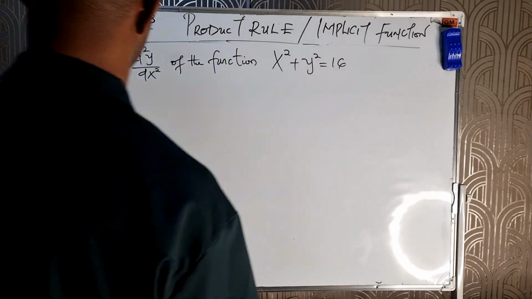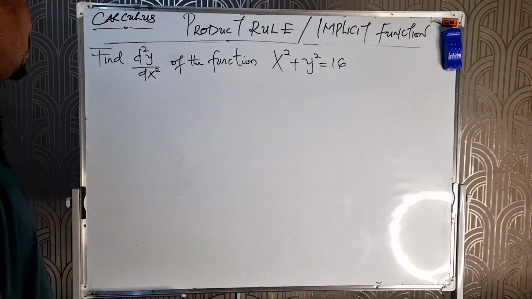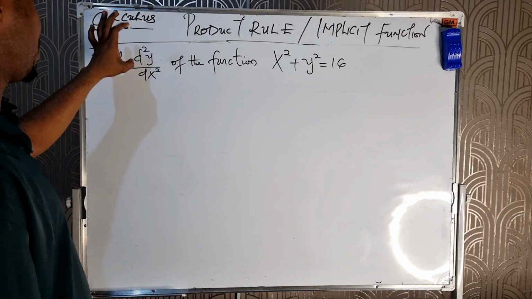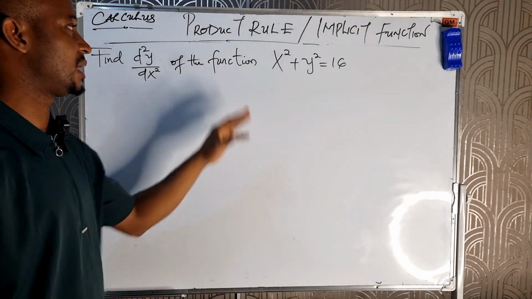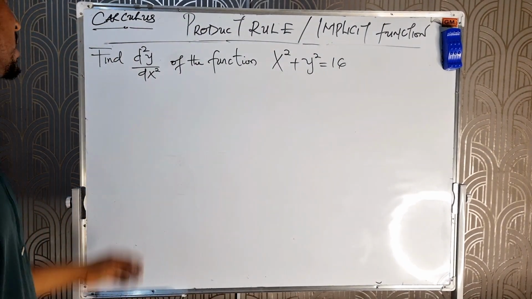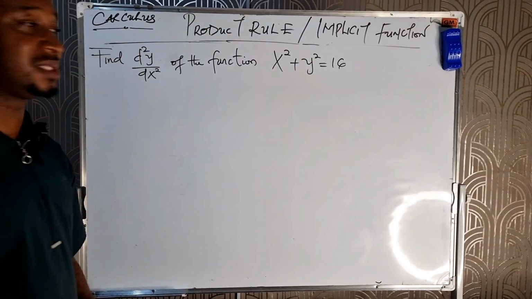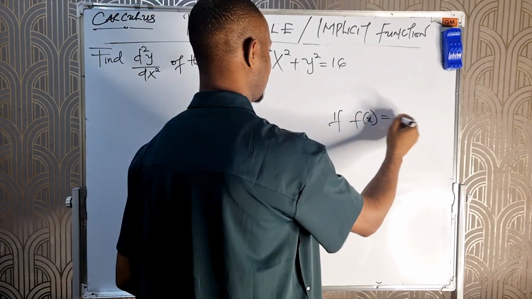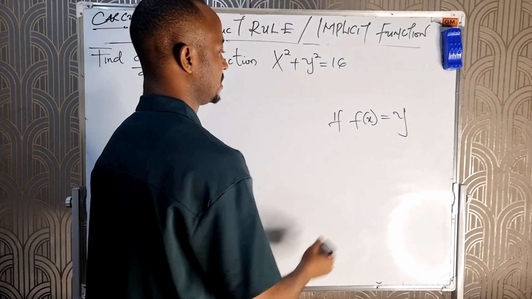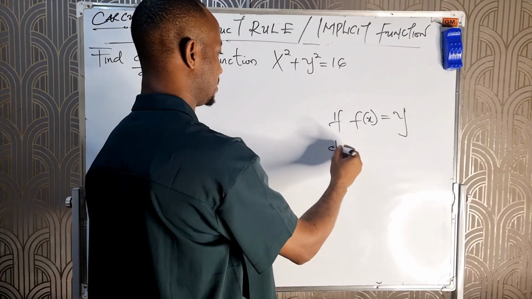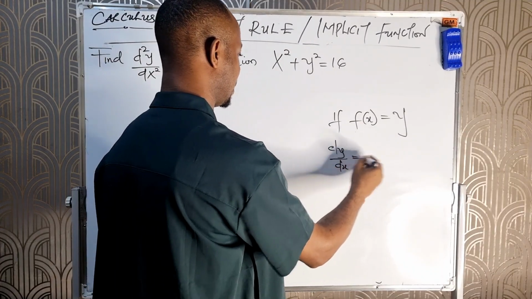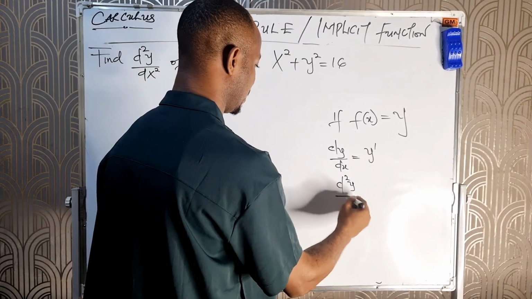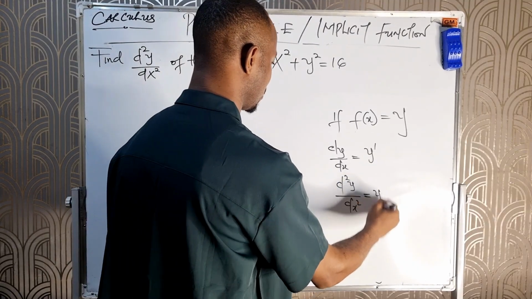Okay, let's look at this question that says find d²y over dx², also pronounced as the 2y over dx², of the function x² plus y² equals 16. Anytime you see this, it simply means second derivative of a function. If f of x is equal to y, and we also find dy dx, dy dx is also the same as y prime.